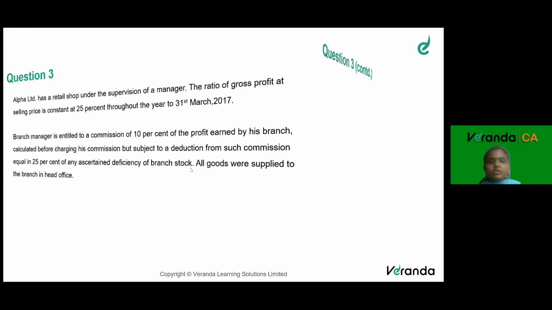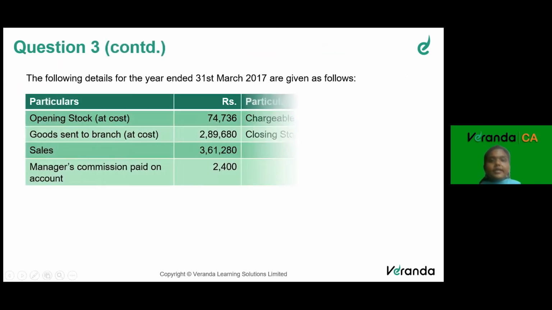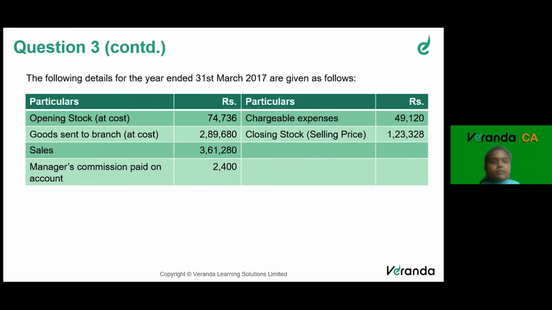The following details are given to you. The P&L account is given to you: opening stock, closing stock, at cost, at selling price. Very important to note, because we have one calculation: one fourth on the selling price is the profit which it has sent to the branch. So we remember that. One is valued at cost, one is valued at selling price.